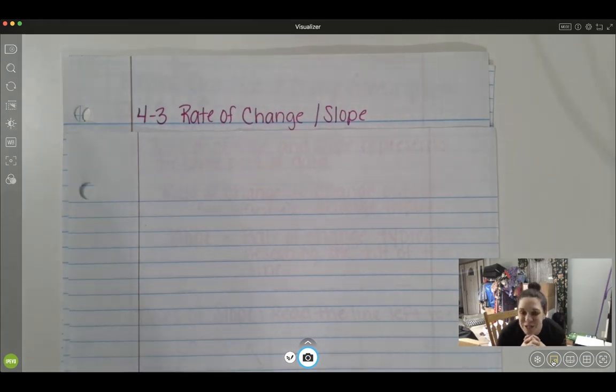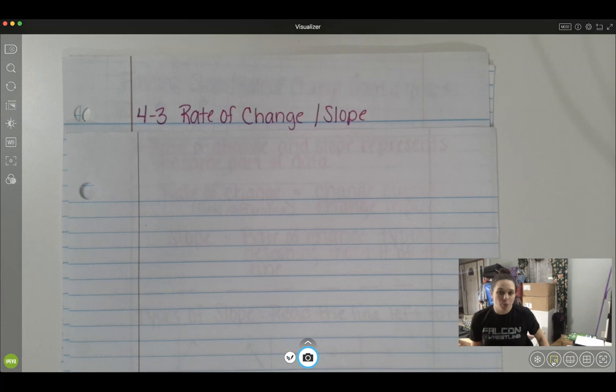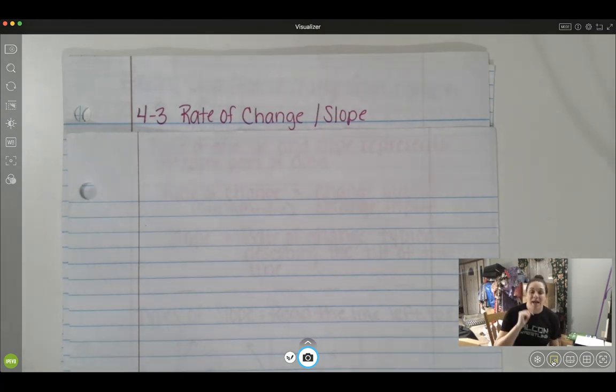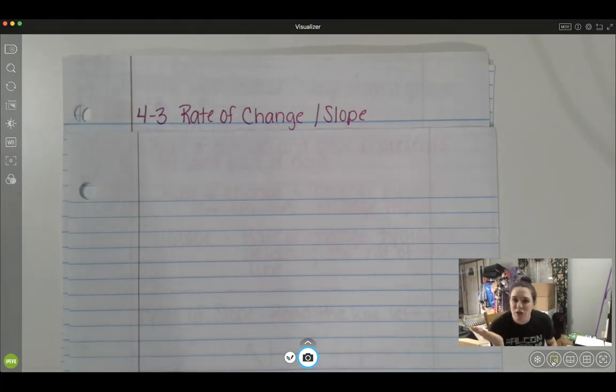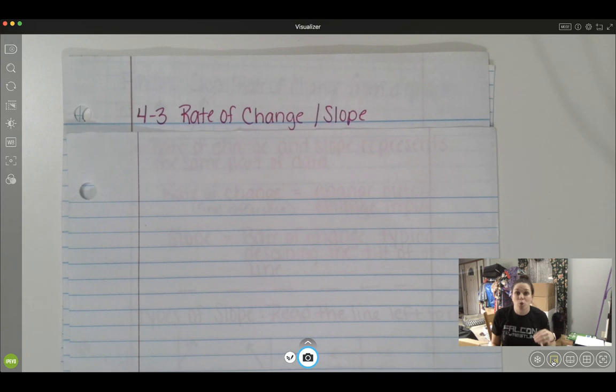Hey guys, the notes that you have for 4-3 rate of change slope are going to be slightly different than what I have here. This is a section that you can be overwhelmed by, or we can be straight to the point. So I've revamped them to go straight to the point, and really dive into what it actually is to be rate of change and slope.